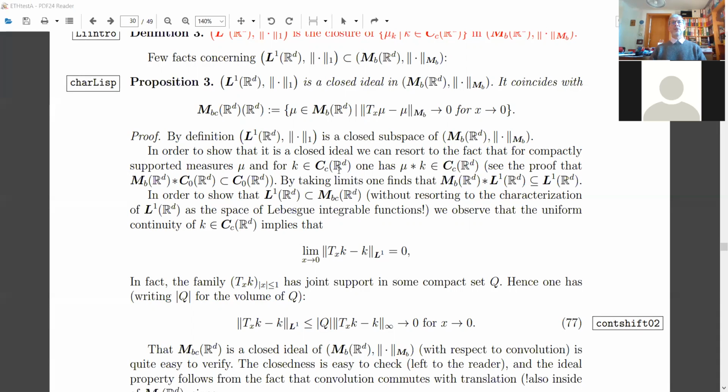Now, what it means to be closed is hopefully clear. If you take a sequence of measures having this property, the limit measure will also have this property. This is a simple 3 epsilon argument, which I leave to you as an exercise. That it is an ideal is something that we will do later. Finally, the claim is that L1 coincides with this subset of continuous shift.